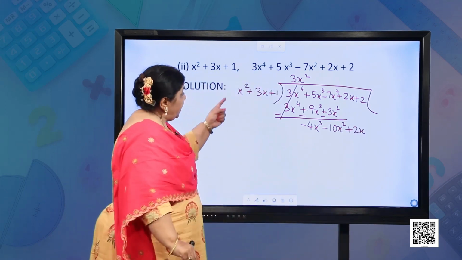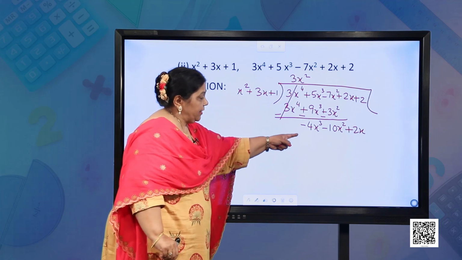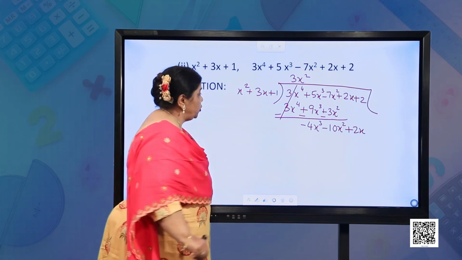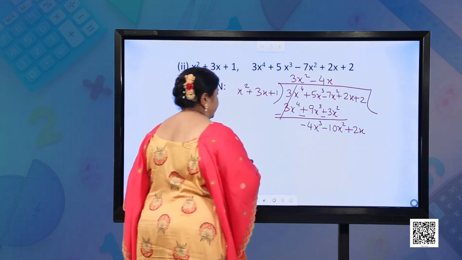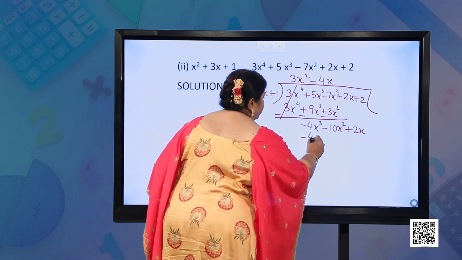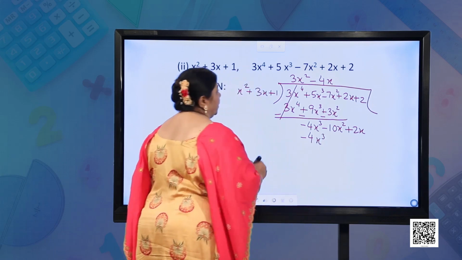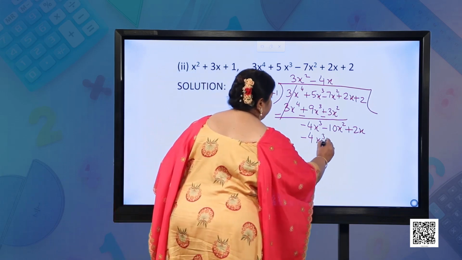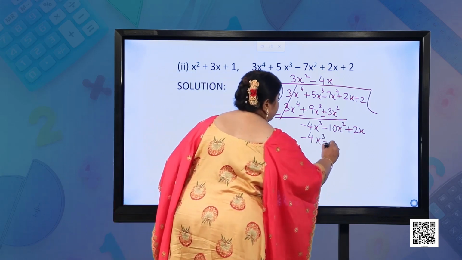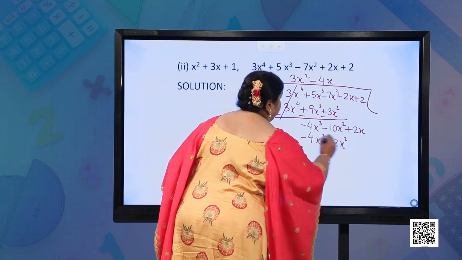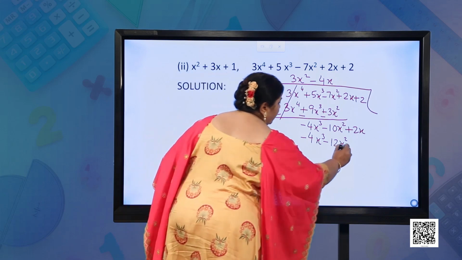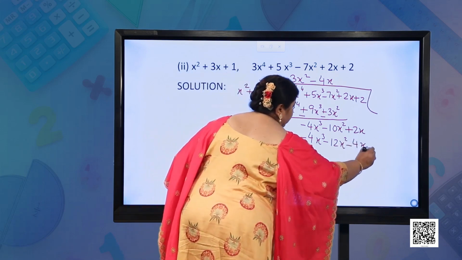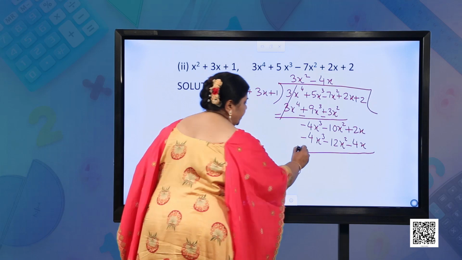Now students, x square is to be multiplied by what factor so that I get minus 4x cube? You are right again, it is minus 4x. So, I get minus 4x cube, 4 3s are 12. So, I will get minus 12x square, and minus 4x into 1 will give me minus 4x. Let me change the signs.